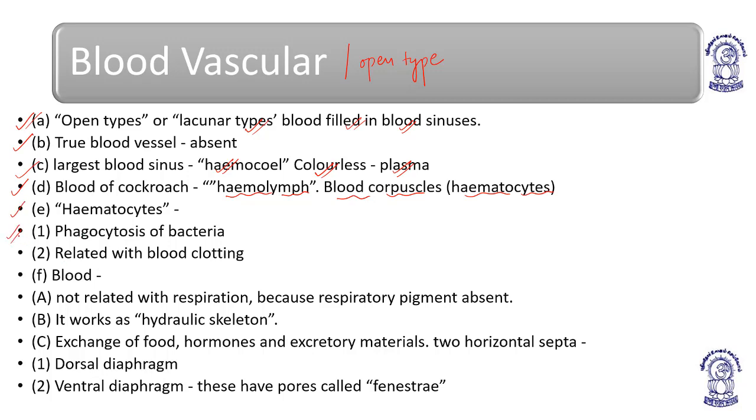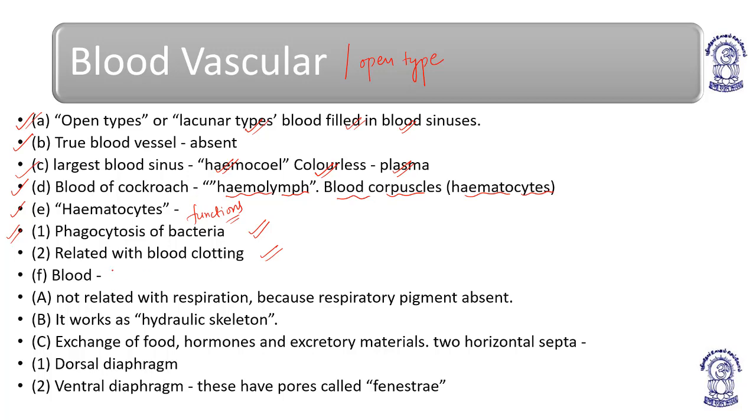Hematocytes have two functions. First, they help in the phagocytosis of bacteria. Second, they are related to blood clotting. So hematocytes are related to blood clotting, and they also help in phagocytosis of bacteria. Understood?